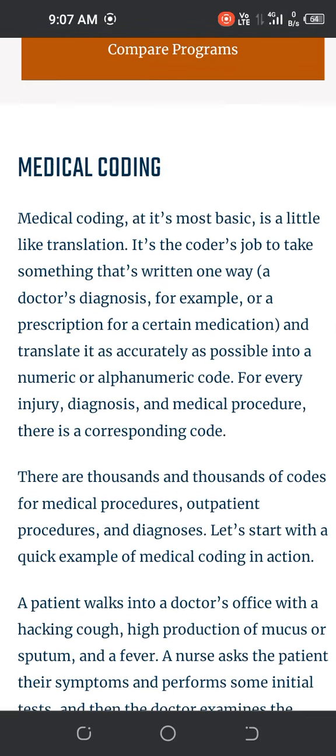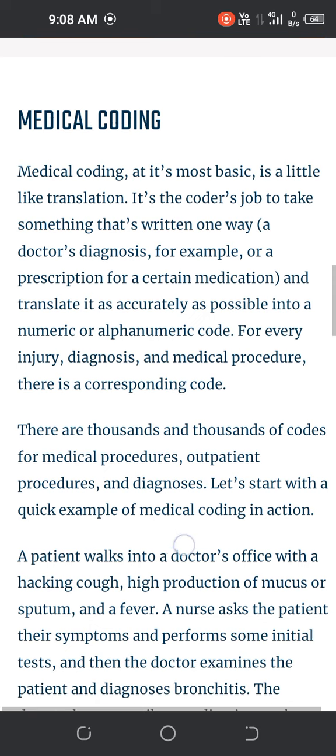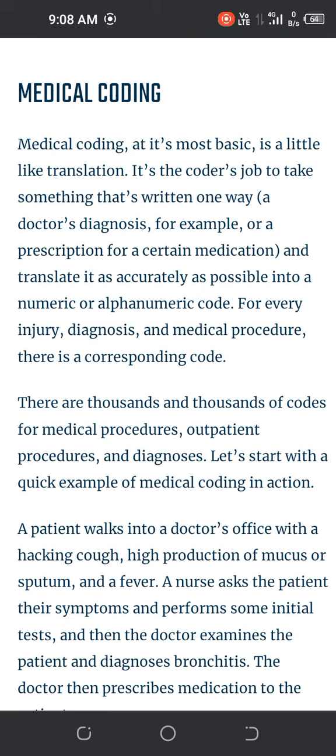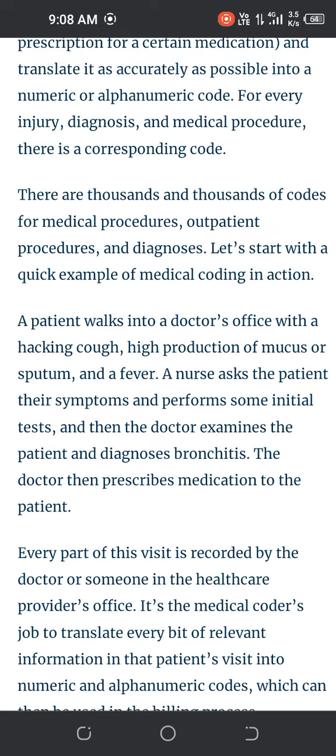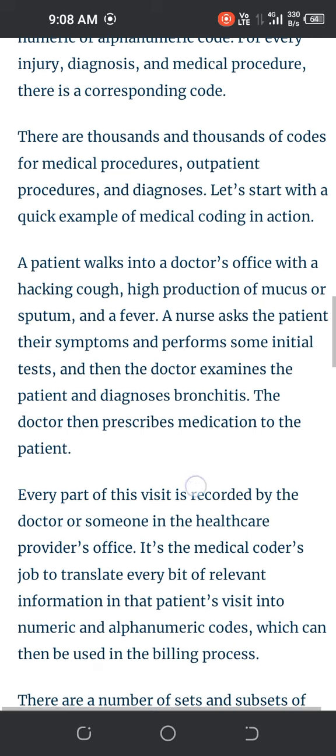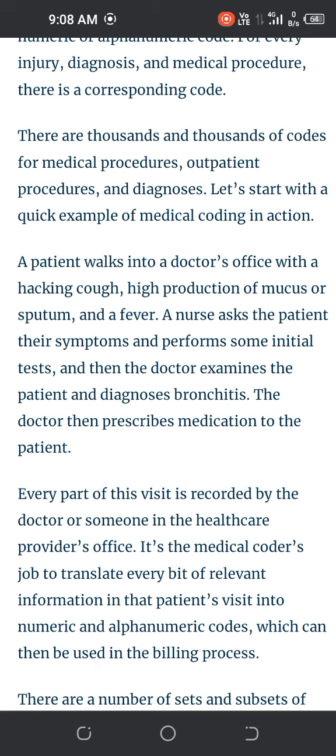Medical coding at its most basic is a little like translation. It is the coder's job to take something that's written one way, a doctor's diagnosis, for example, or a prescription for a certain medication, and translate it as accurately as possible into a numeric or alphanumeric code. For every injury diagnosis and medical procedure, there is a corresponding code. There are thousands and thousands of codes for medical procedures, outpatient procedures, and diagnoses. Let's start with a quick example of medical coding in action.